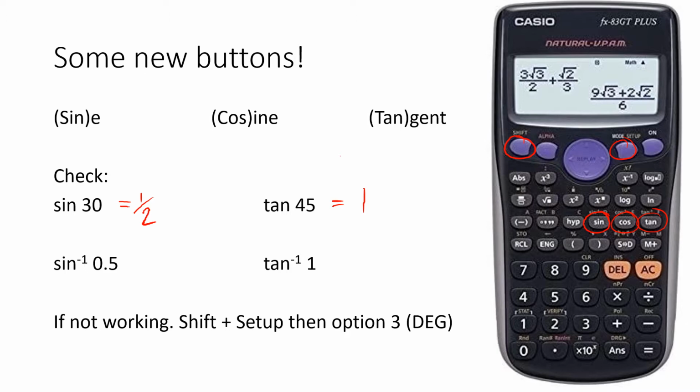The last button that I want to point out, although we're not using this week, but it's useful to make sure you know about it, is sin minus 1. If you look above your sin button, you should see a little sin minus 1. So that means if you press shift and then you press sin, you'll get sin minus 1 shows up. If you type in a half into there, we should get 30 coming out. And likewise, if you do tan minus 1, again press shift and then press tan, and then put 1 in there, you should get 45 coming out. Make sure you know how to do this, because otherwise nothing else is going to work.